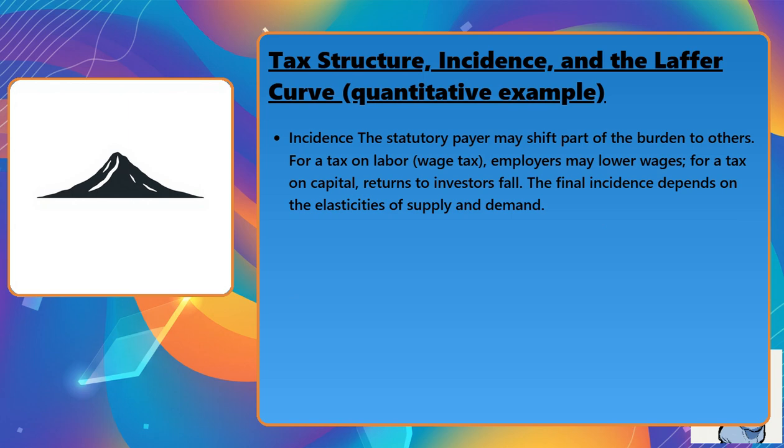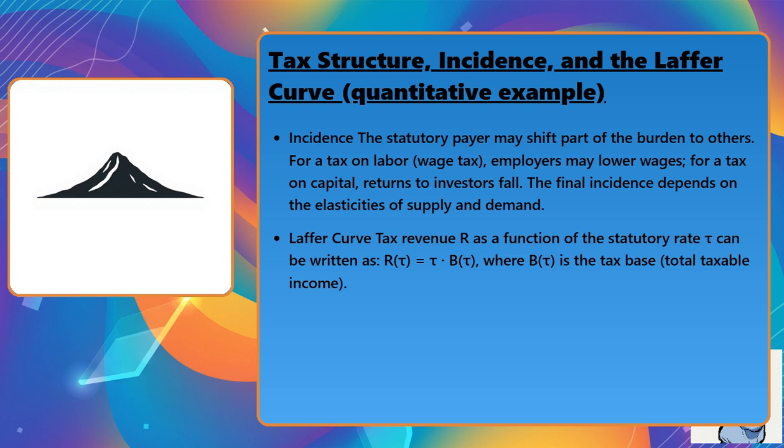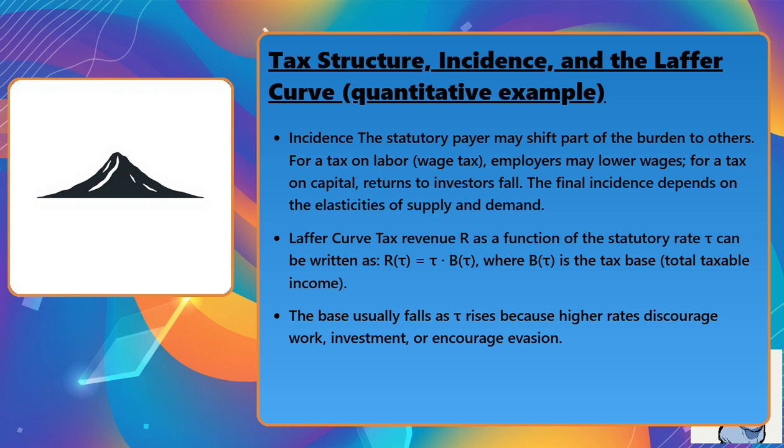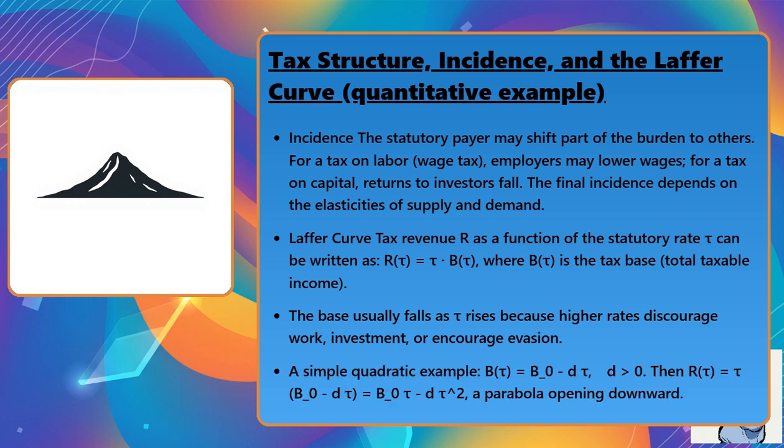For a tax on labor, a wage tax, employers may lower wages. For a tax on capital, returns to investors fall. The final incidence depends on the elasticities of supply and demand. Laffer curve: tax revenue R of tau equals tau times B of tau, where B of tau is the tax base, total taxable income. The base usually falls as tau rises because higher rates discourage work, investment, or encourage evasion. A simple quadratic example.